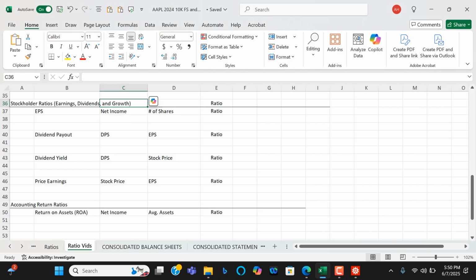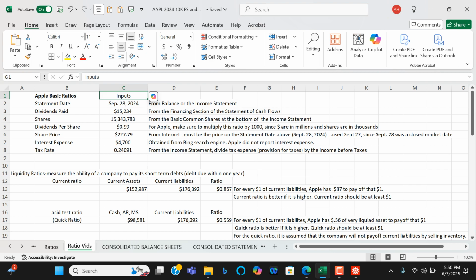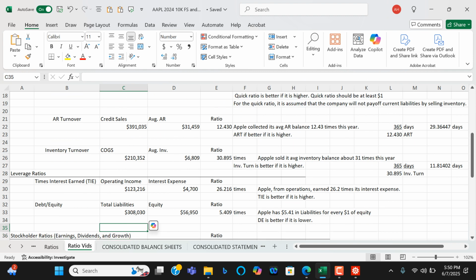Just to recall very quickly, the first video had to do with inputs. They're all the inputs, and these are inputs which you can't really find very easily. So they could be on the internet, whatever. So I like to get them on the worksheet. Liquidity ratios, these ratios measure your ability to pay off short-term debt. Every company has to have some level of liquidity.